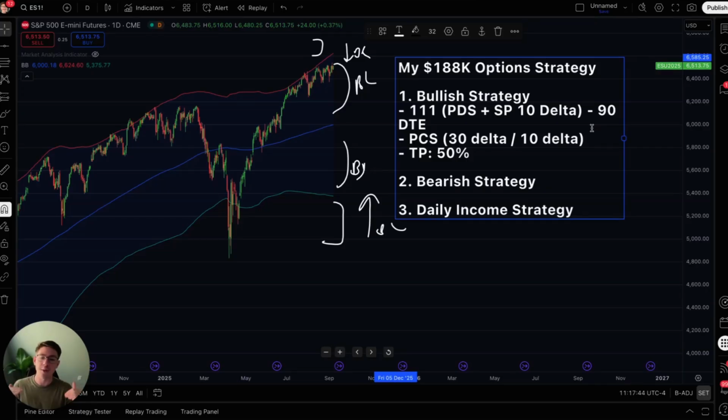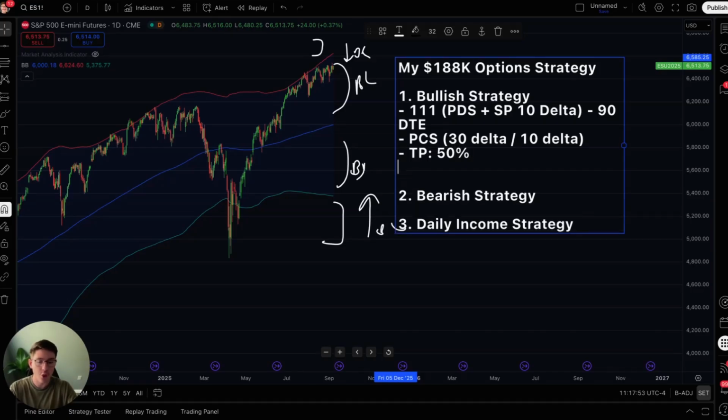In order to reduce my risk, I need to be getting out of trades quickly. So that's why I do a 50% take profit, which allows me to get in and out of trades quickly because I'm rolling through trades quicker. For a stop loss, I always have a stop loss on these trades. It's going to vary depending on how much risk I want to take in the account, but anywhere from 200 to 300% per trade. So that is how I structure my bullish strategy.